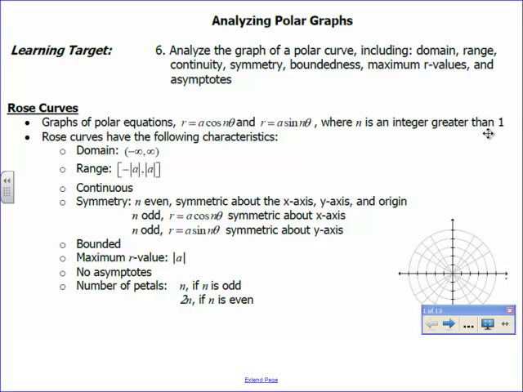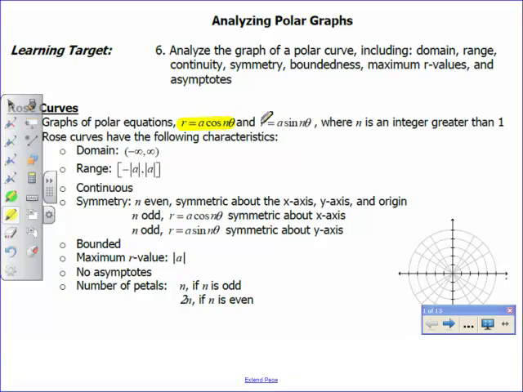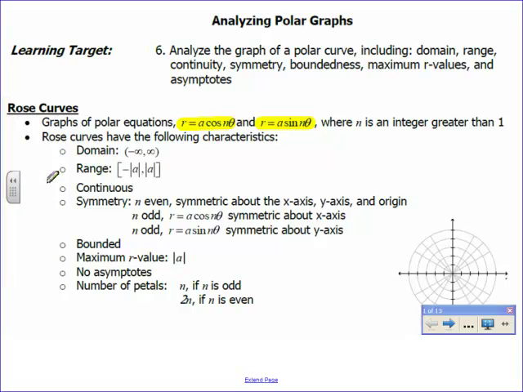One of those main categories is Rose curves, which are graphs of polar equations in the general form r equals a cosine of n theta and r equals a sine of n theta. So here are our two equations. n and a are our two variables. n has to be an integer greater than 1, and a should be non-zero, otherwise you have no real function. So Rose curves have these characteristics.